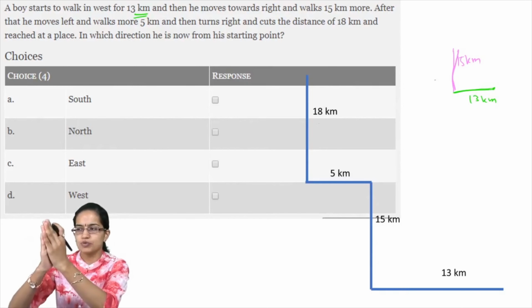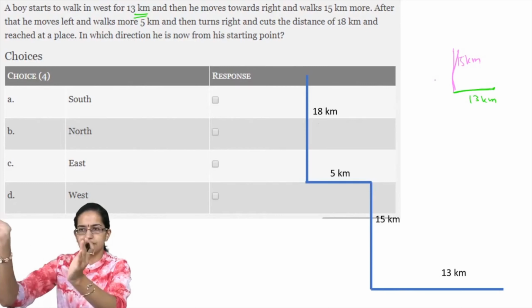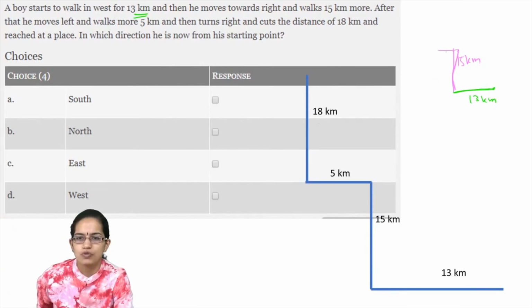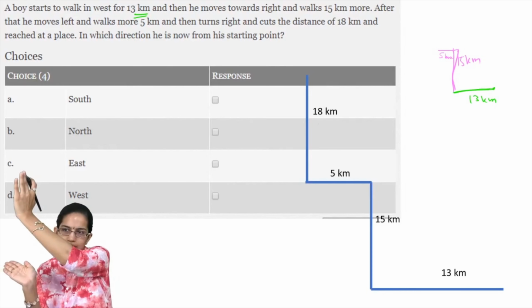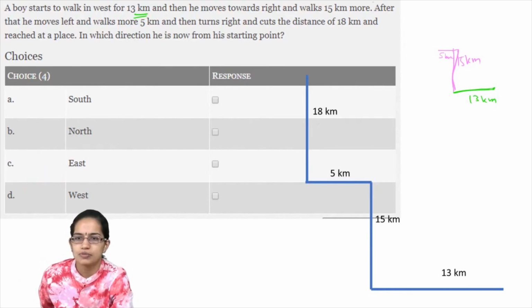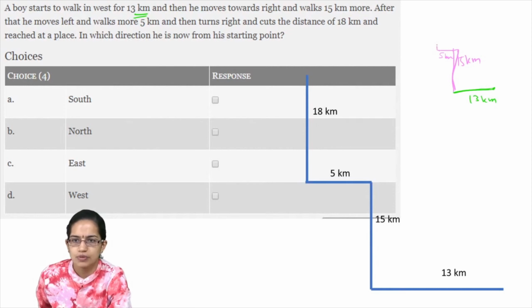After that, he moves left again. Now from this position, left again is this side. So he moves for 5 kilometers again, and then from there he turns right and covers a distance of 18 kilometers. So from here he would move again 18 kilometers.